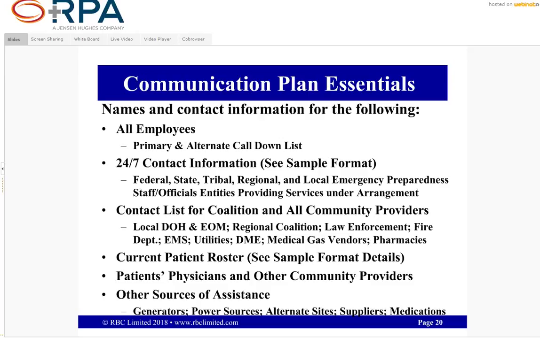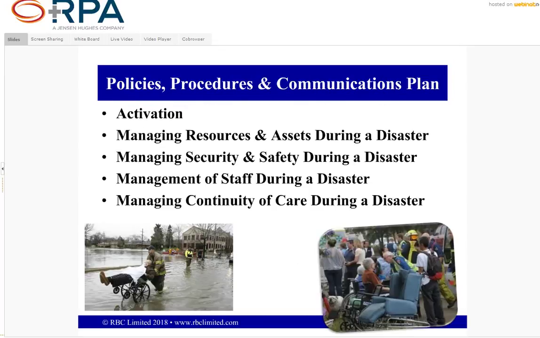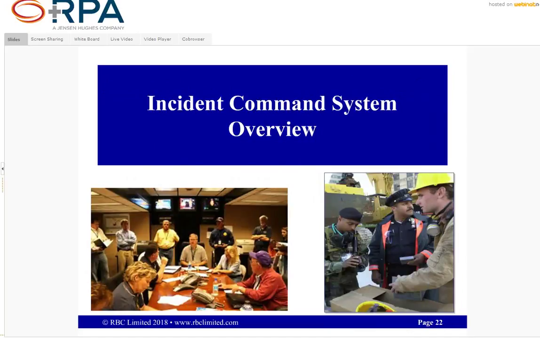You'll also have a list of your physicians and vendors. So you'll have a quick reference list, vendors, suppliers, and DME, so you know exactly those. If you can't reach them, what are alternate numbers or alternate ways to access. So your communication plan then and policies will detail how you activate and who activates, managing resources, security, safety, of course, management of staff, and continuity of care during the event.